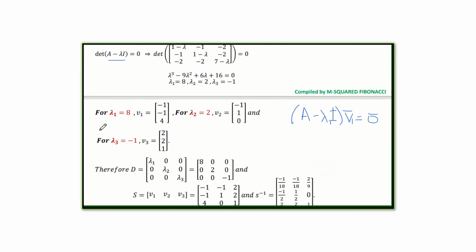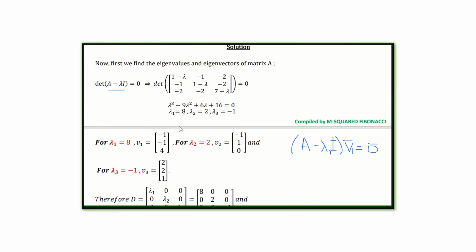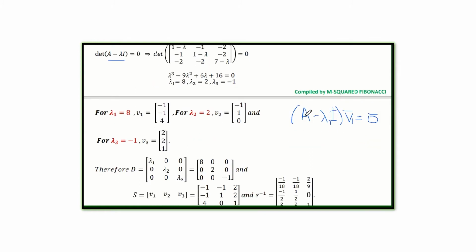and to find the eigenvector v1, we just substitute lambda 1 here, just like what I've already written here. So it's going to be A minus lambda 1 I, times v1, equals the zero vector, and our v1 should not be equal to 0.